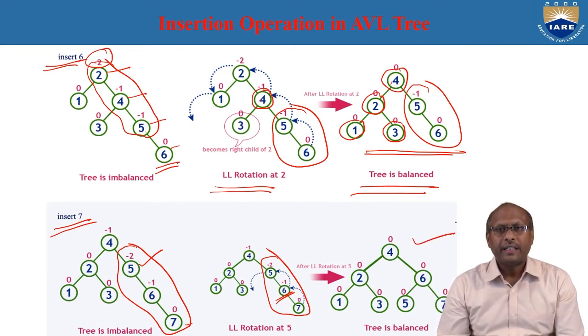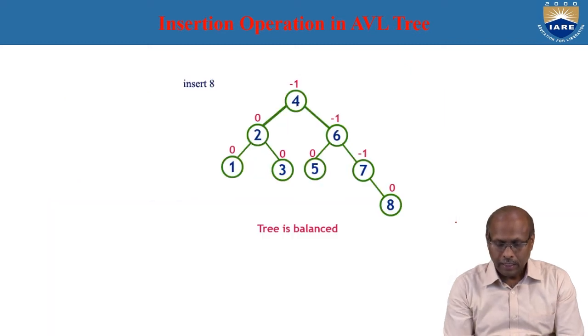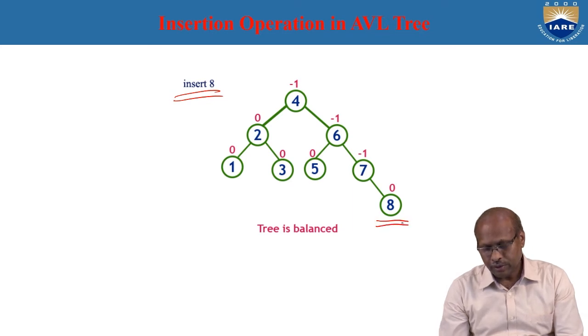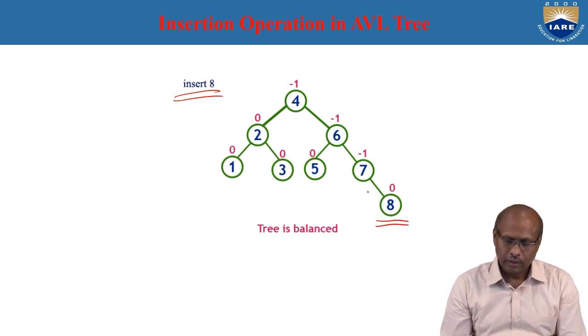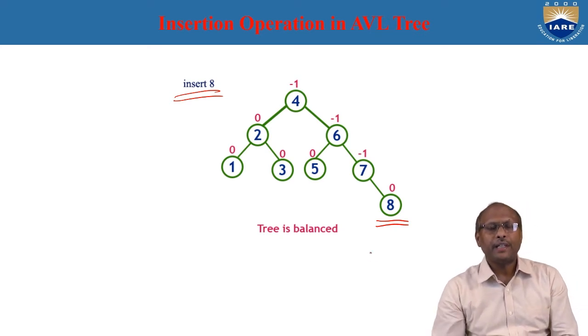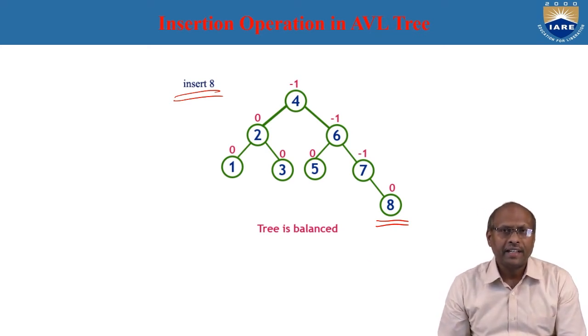Now you have to insert 8. After inserting 8, it goes after 7. So there is no problem at all. So the tree is completely balanced. So this is the final AVL tree after inserting the data from 1 to 8.